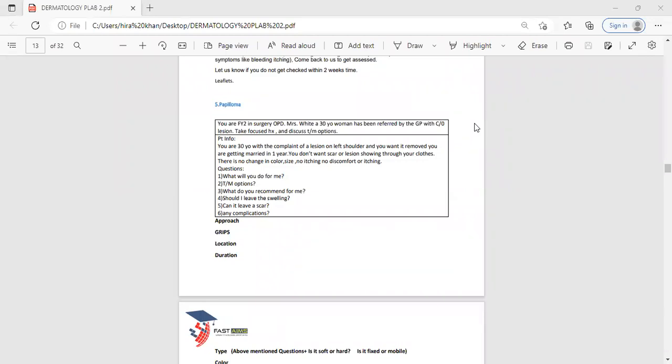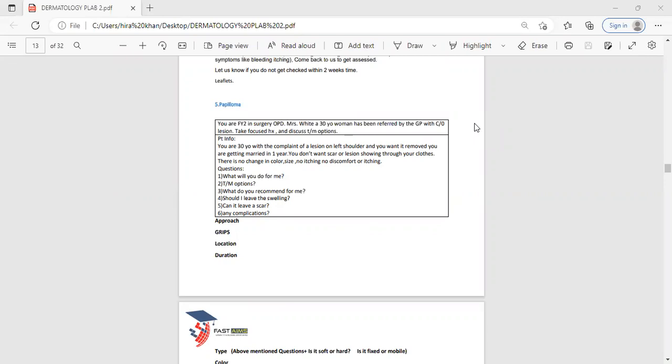So the patient is 30 years old with the complaint of a lesion on the left shoulder, and she wants it removed. As she's getting married in 1 year, she doesn't want to have a scar or a lesion showing through the clothes, and there is no change in the color or size, and there is no itching, discomfort, or any kind of bleeding from it.